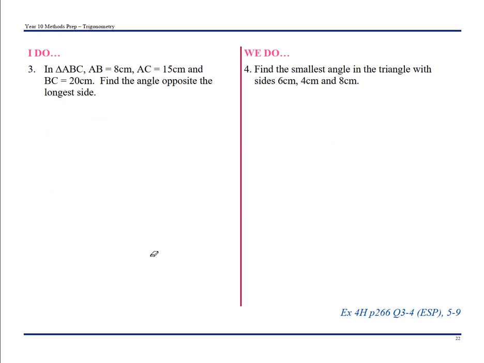Now let's find some angles. In triangle ABC, AB is 8 centimeters, AC is 15 centimeters, and BC is 20 centimeters. So draw a triangle A, B, C. Label it. AB is 8 centimeters, AC is 15 centimeters, and BC is 20 centimeters.